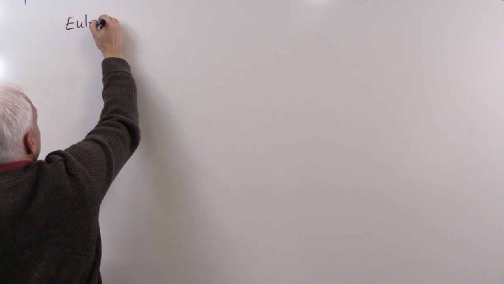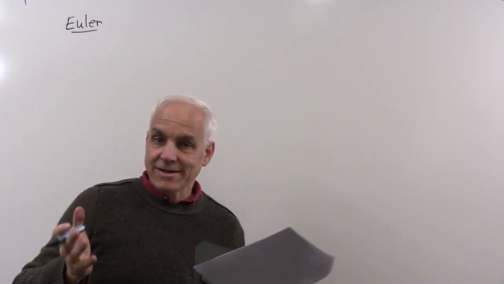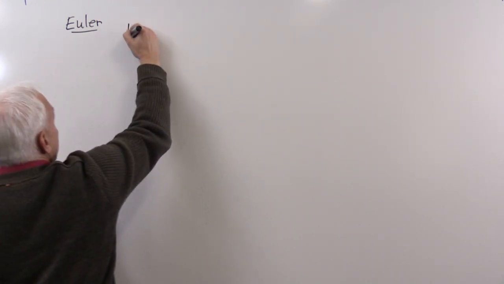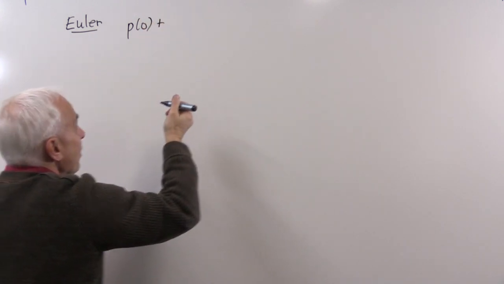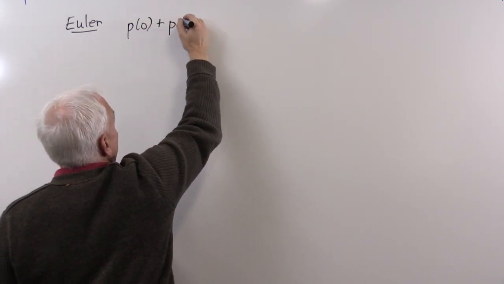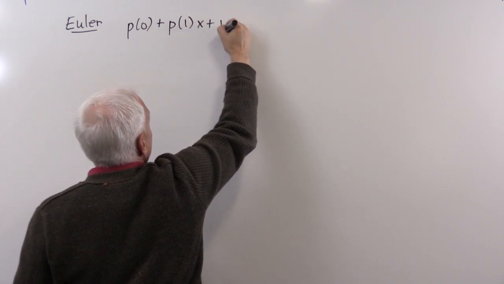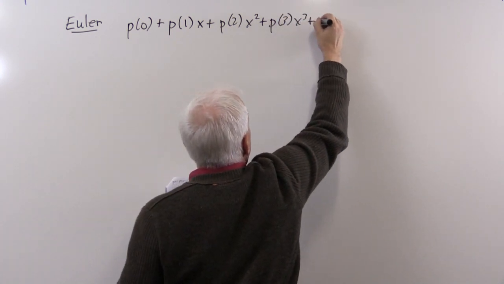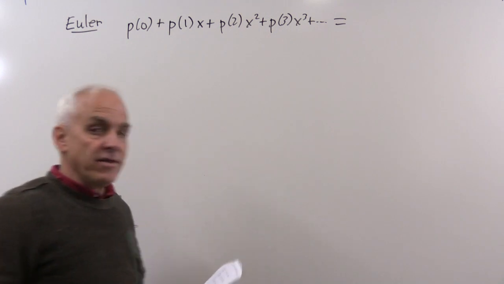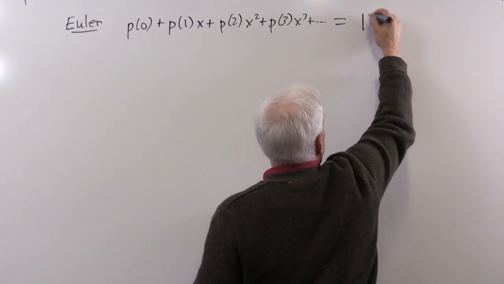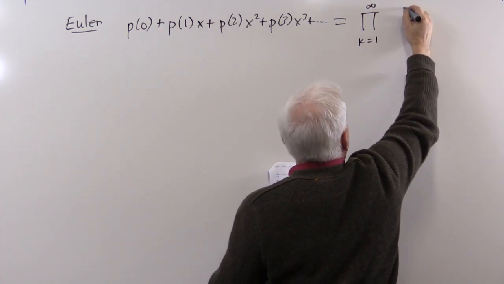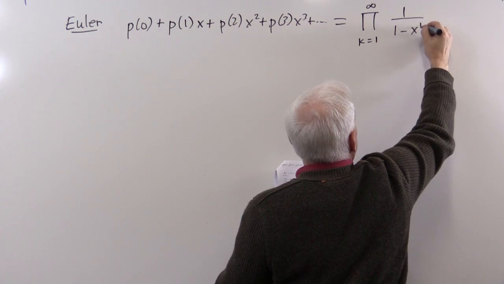One of the people who made important progress on this question was, again, Euler, who was a master at utilizing series to extract information from all kinds of different mathematics. And so he said, let's look at this sequence and consider the generating function for it. So P of 0 plus P of 1 times x plus P of 2 times x squared and P of 3 times x cubed and so on. He realized that you could write this as an infinite product. So this capital pi means product, from k equals 1 to infinity, of 1 over 1 minus x to the k.